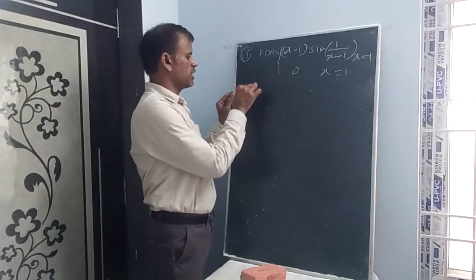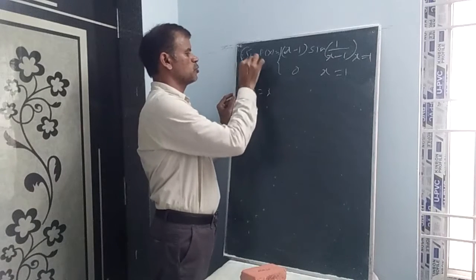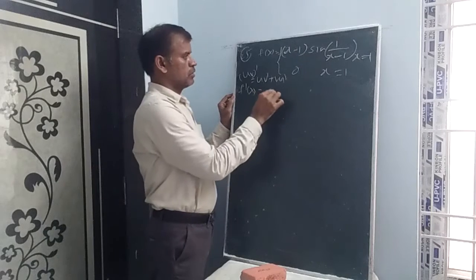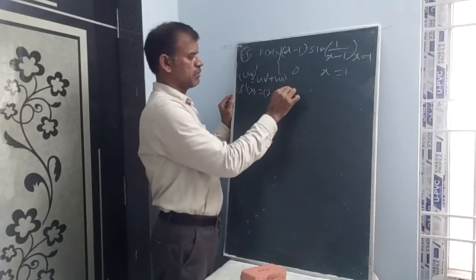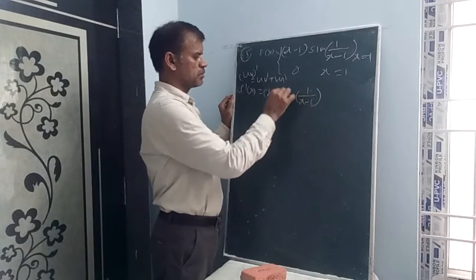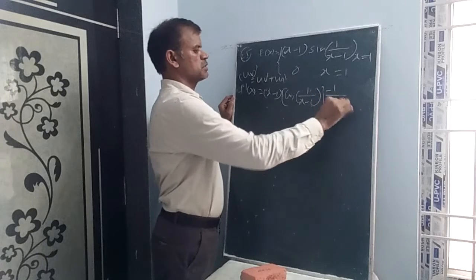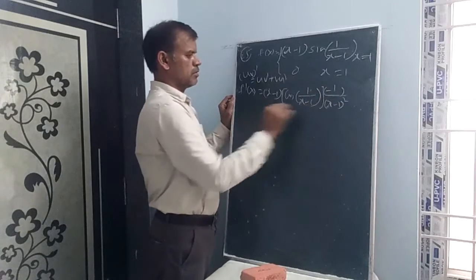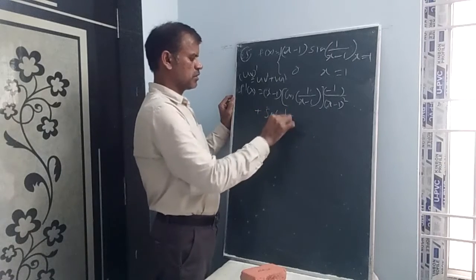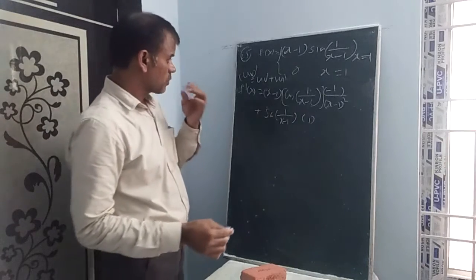Let us define f dash x. Using the UV method, (uv) dash equals uv dash plus vu dash. Here, (x minus 1) into the sine derivative, cos of 1 by (x minus 1), into the derivative of 1 by (x minus 1), which is minus 1 by (x minus 1) whole square, plus sine of 1 by (x minus 1) into the derivative of (x minus 1), which is 1. This is the f dash x.